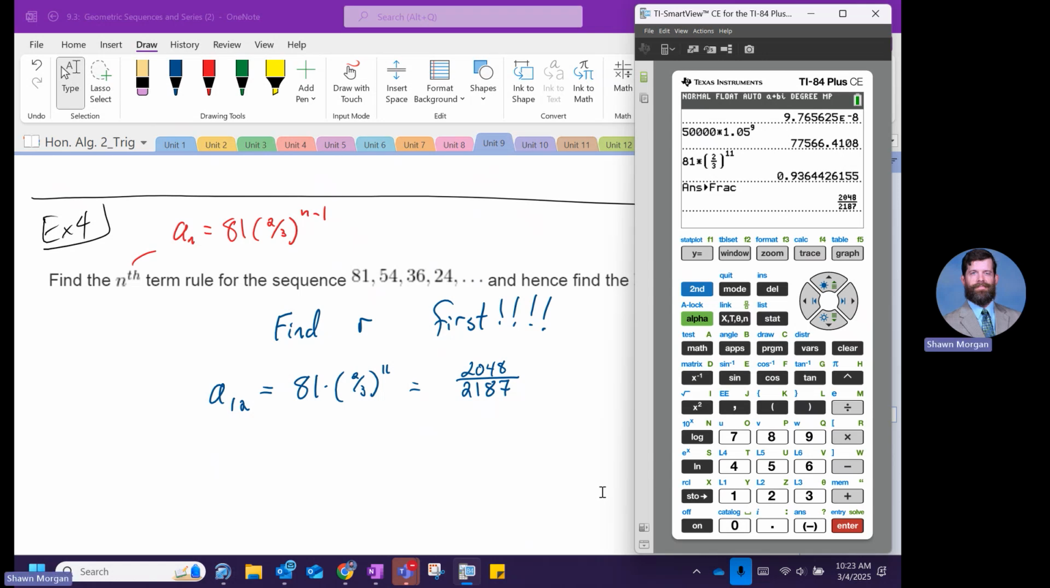All right, let's do 81 times parentheses 3 fractions 2/3 raised to the power of 2 by 3. Oh, look at that. Boom. Doesn't that drive you crazy?